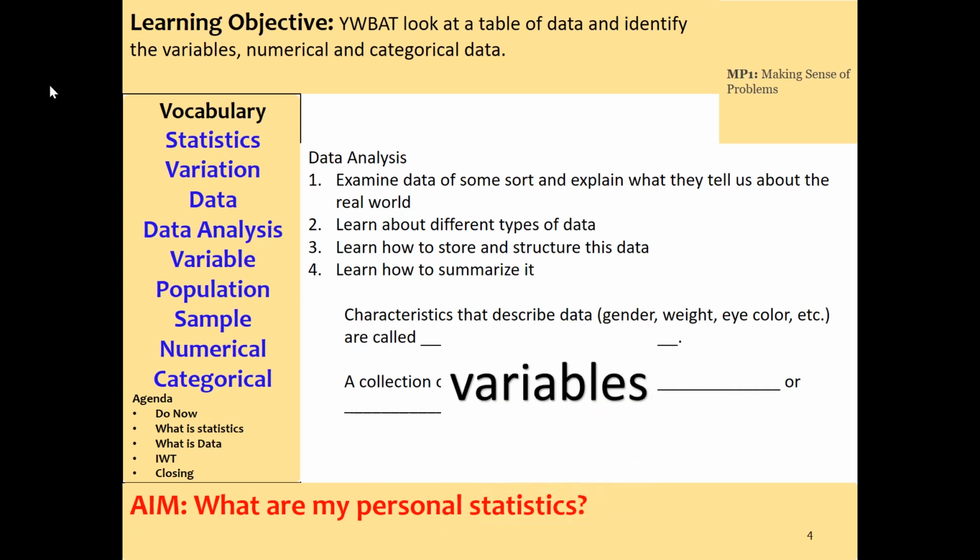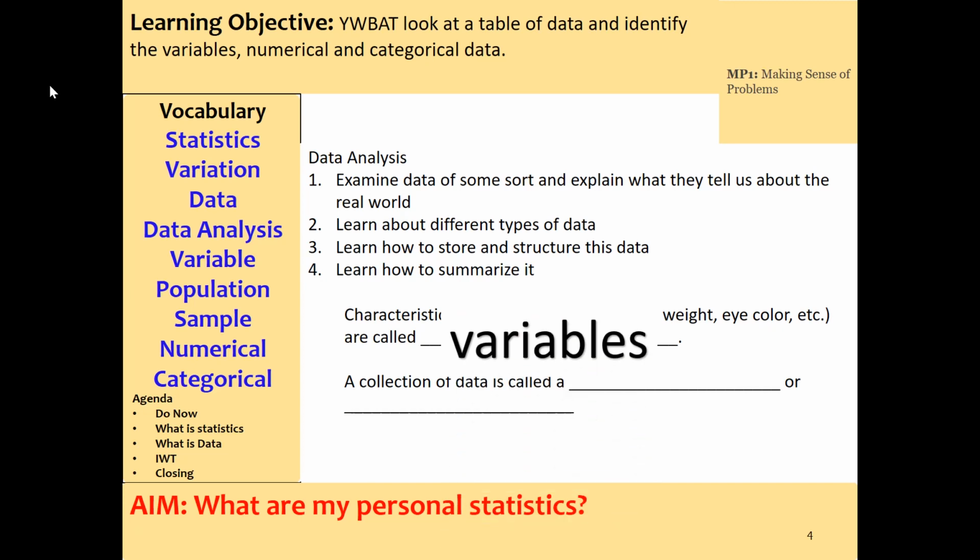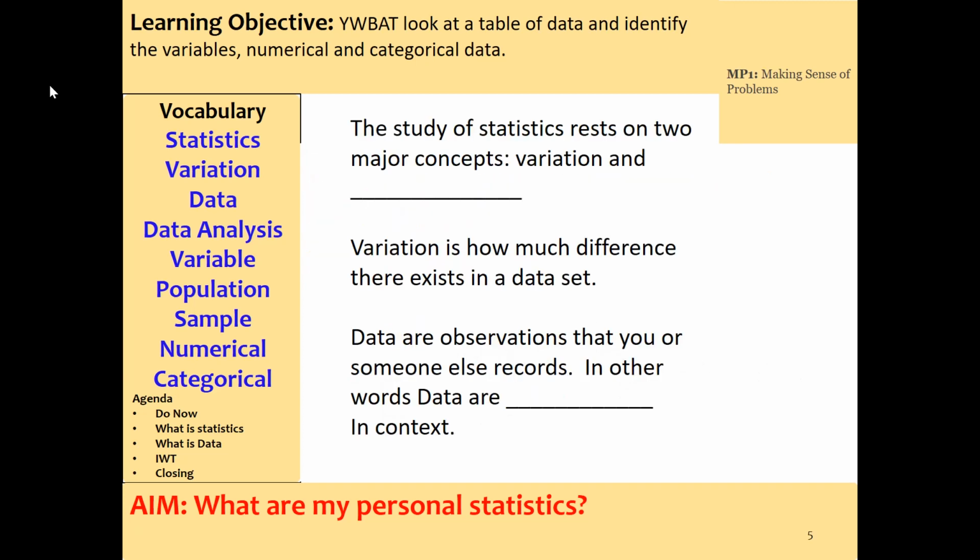So characteristics that describe data are called variables, and a collection of data is called a sample or a data set. We're going to use the word sample a lot, so just remember it's a collection of data. The study of statistics rests on two major concepts: variation and data.